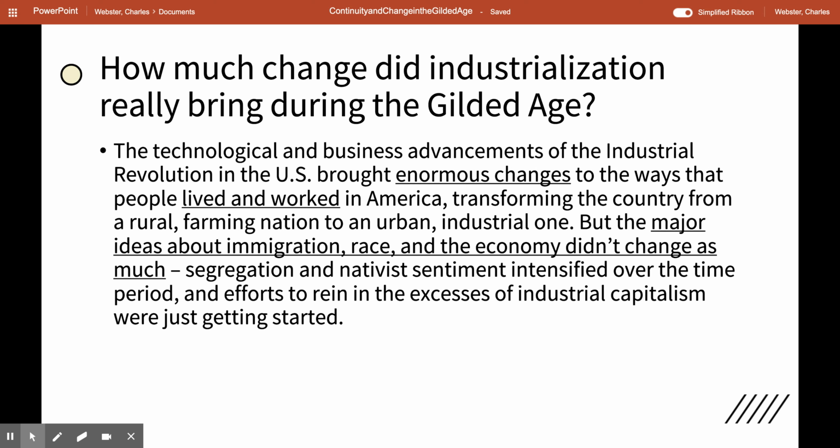Segregation and nativist sentiment intensified over the time period, and efforts to rein in the excesses of industrial capitalism were really just getting started. So the major social efforts to improve the lives and work of this new urban population would really have to wait until the progressive era, which will be what we will start studying in our next unit.